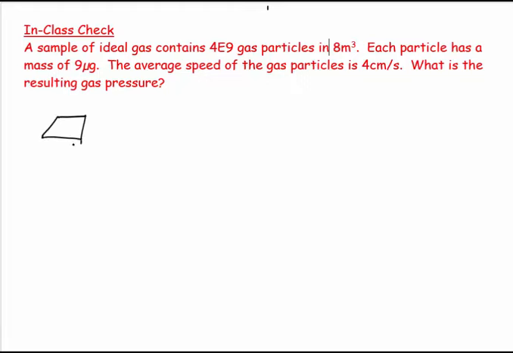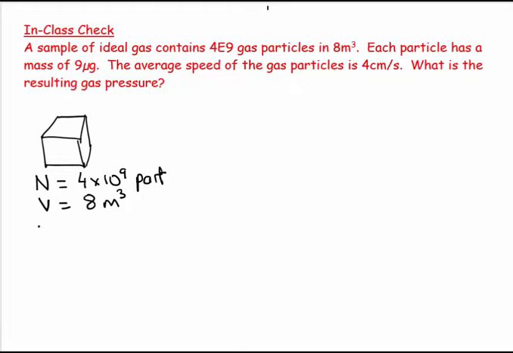Here's our volume. And let's make a list. So the number of particles equals 4 times 10 to the 9. That's what it means. 4 times 10 to the 9 particles. And then the volume, of course, is 8 meters cubed.